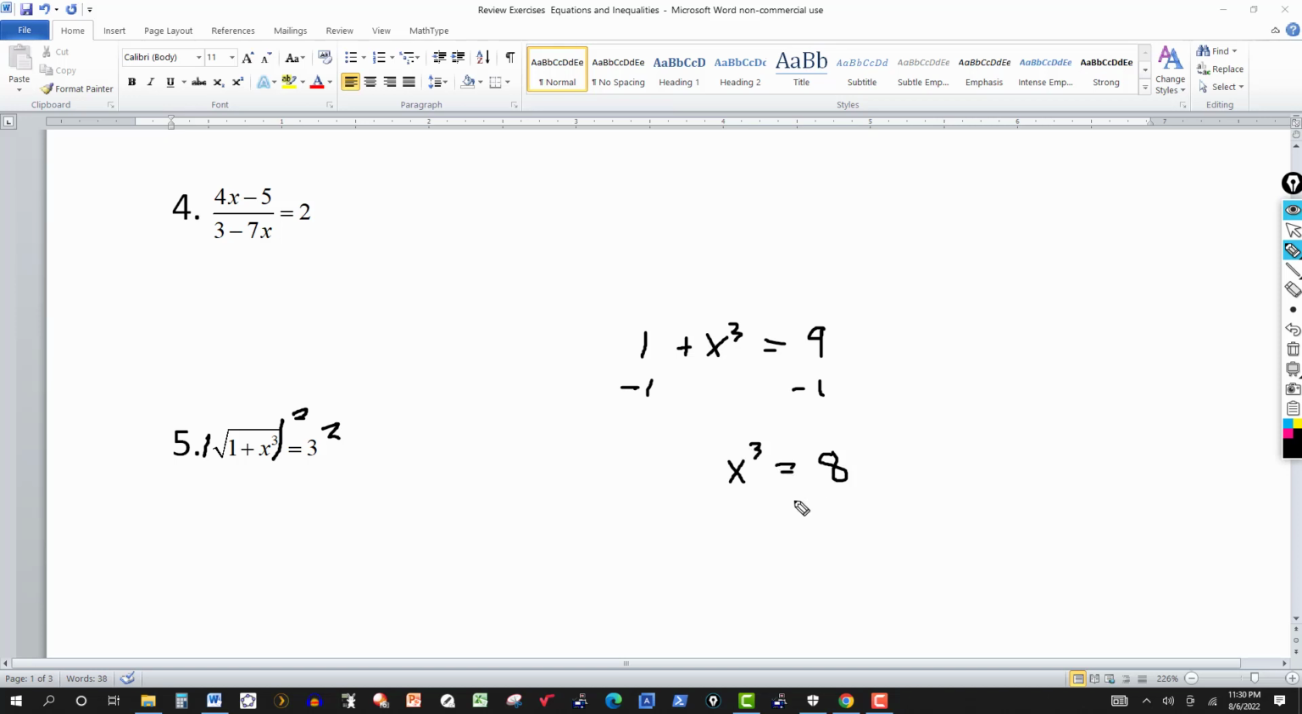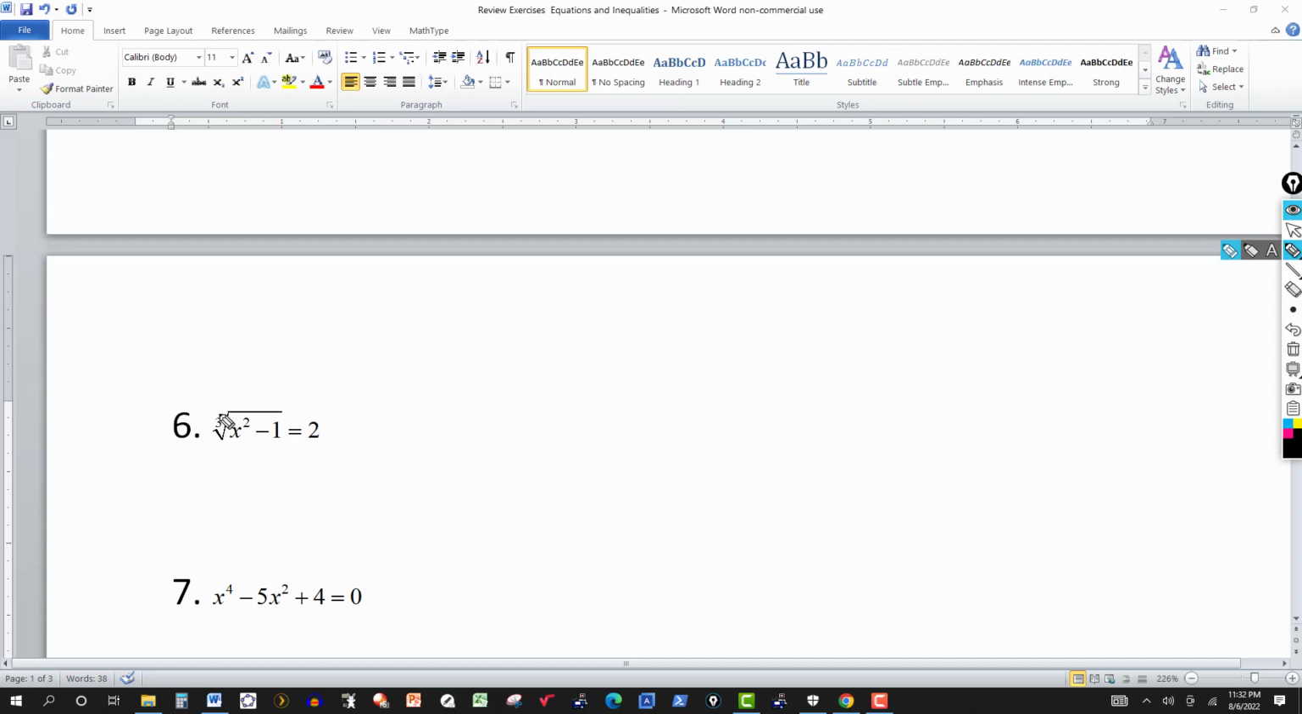X cubed is equal to 8 when x is equal to 2. And again, that's the only real solution. There are some non-real solutions which we could get by factoring a cube. But since it's asking for the real solutions only, x equal to 2 is the only answer we get. And this one again is similar, except this is a cube root. So you have an equation with one cube root and it's isolated. We cube both sides here, eliminate the radical.